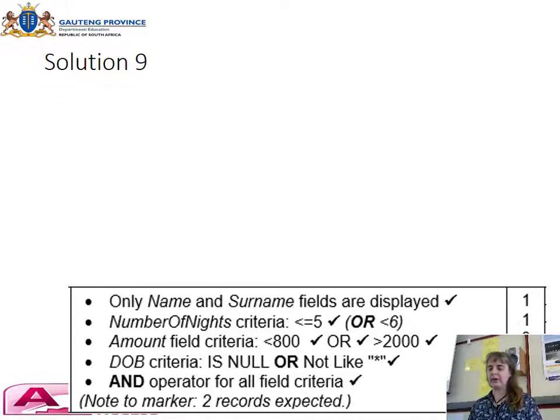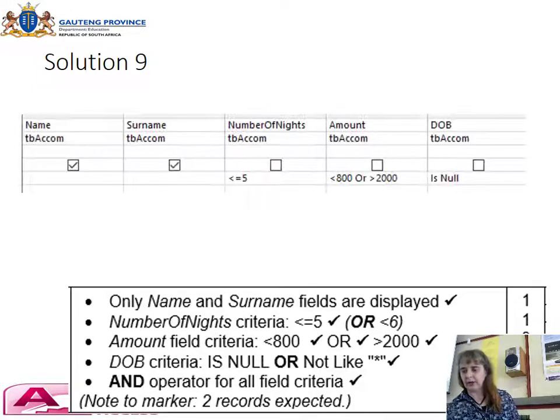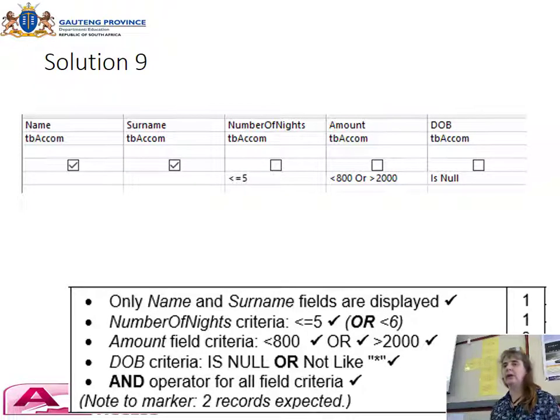The date of birth criteria is null or not like with a star. That just means any data. And an AND operator for all field criteria. So only 2 records are expected. Under number of nights, it's less than or equal to 5, amount is less than 800 or more than 2,000, and date of birth is null.